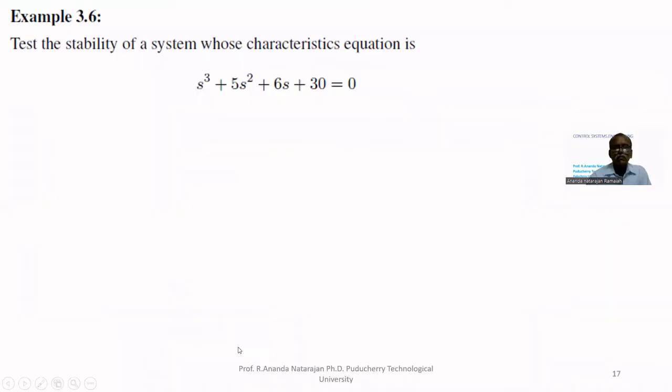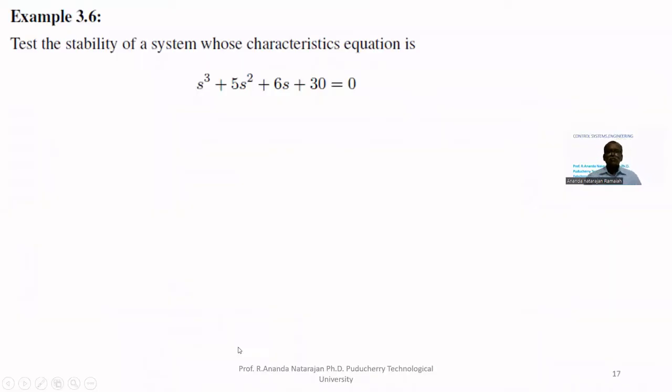But beyond that, it's very difficult to find the roots of the denominator, that is, the poles of the system. That's why it's difficult to say the location of poles. So there is a procedure to find the location of poles, whether it is on the right-hand side, left-hand side, or on the j omega axis. For that, there is a criterion called the Routh-Hurwitz criterion. Let us see that.